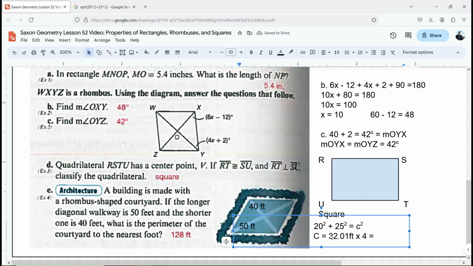So 32 times 2 is 64. And I add 64 to 64 to get 32 times 4 is 128. And we can see that that is the correct answer over here, 128 feet. So that is how we solve that one. Okay, you are ready to use the properties of rectangles, rhombuses, and squares to solve the problems for next time.